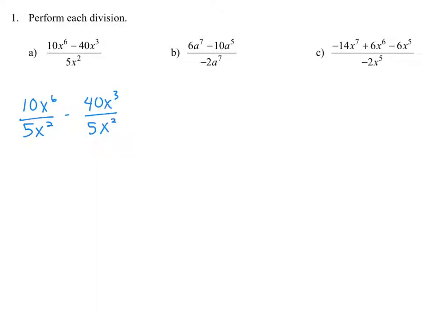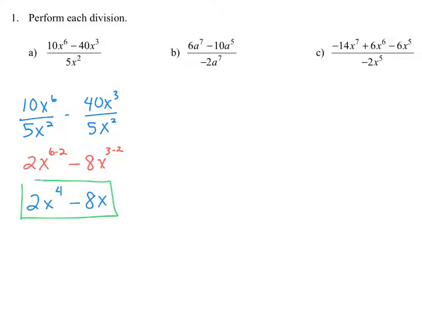quotients. So we have 10 divided by 5 is 2. And x to the sixth divided by x to the second, we use the quotient rule for exponents where you subtract the exponents, 6 minus 2. Now the second term, we take negative 40x to the third divided by 5x squared. Negative 40 divided by 5 is negative 8. And then since we have a quotient x to the third divided by x to the second, we subtract the exponents, 3 minus 2. Now we can simplify this to write it as 2x to the fourth minus 8x.